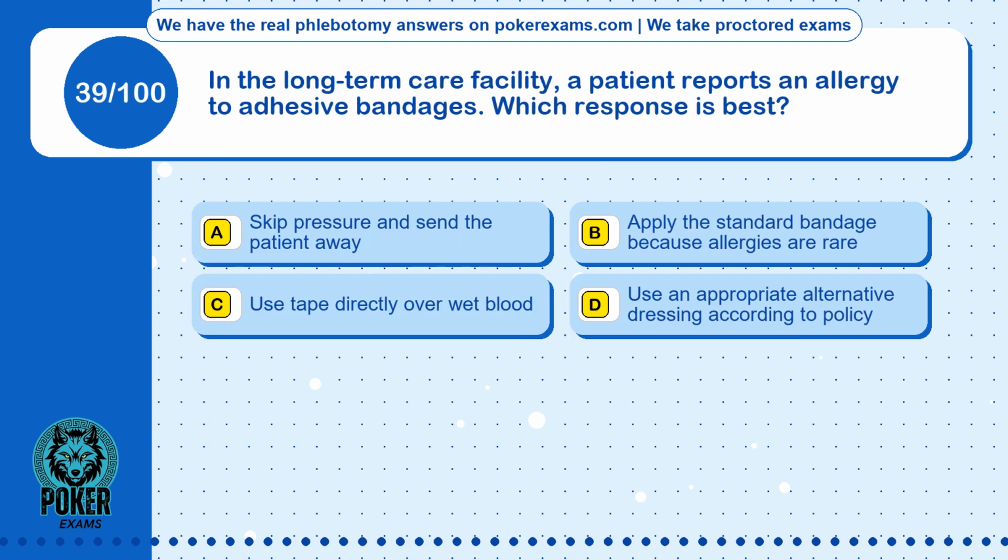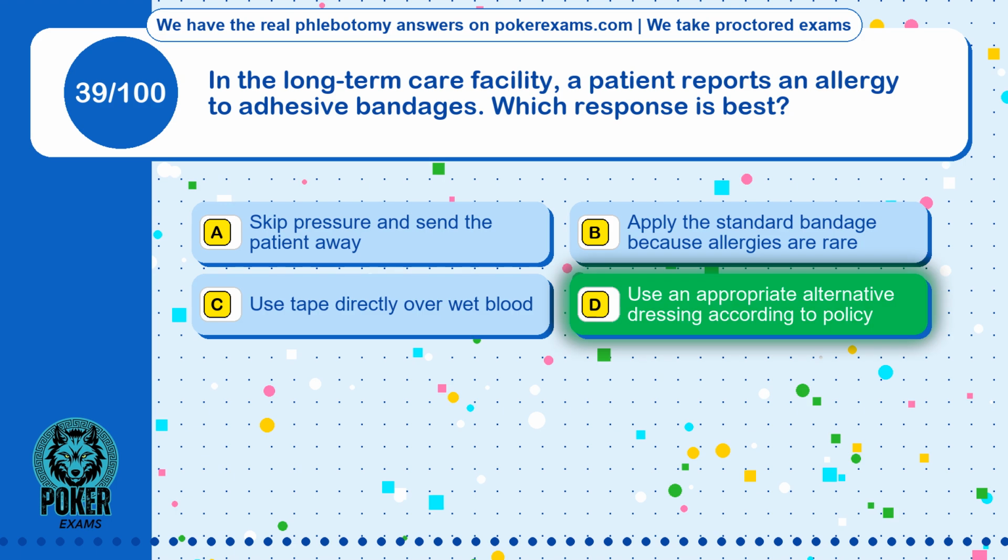Question 39. In the long-term care facility, a patient reports an allergy to adhesive bandages. Which response is best? Option A. Skip pressure and send the patient away. Option B. Apply the standard bandage because allergies are rare. Option C. Use tape directly over wet blood. Option D. Use an appropriate alternative dressing according to policy.